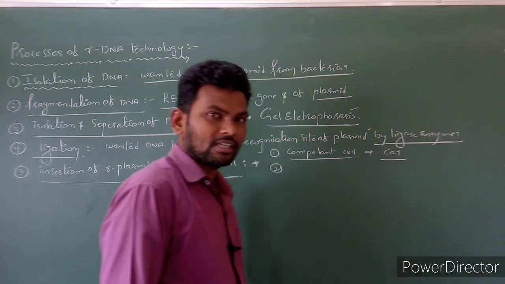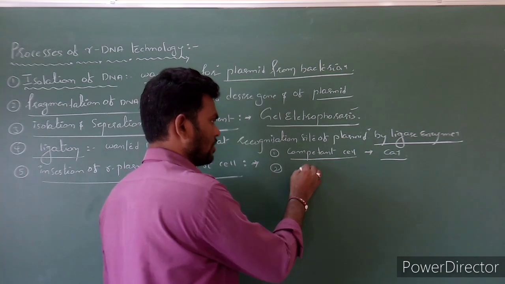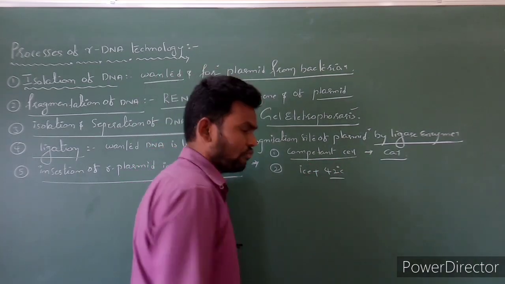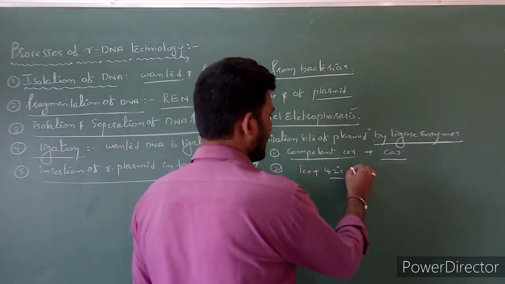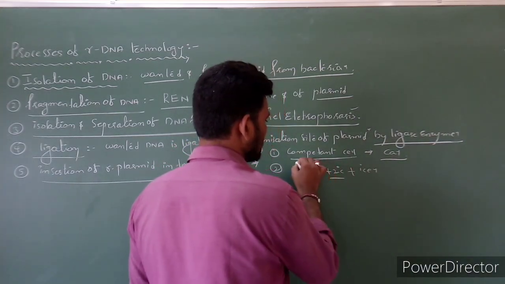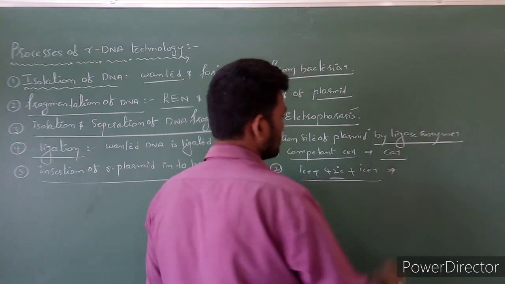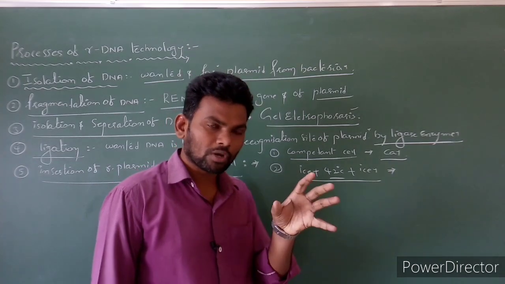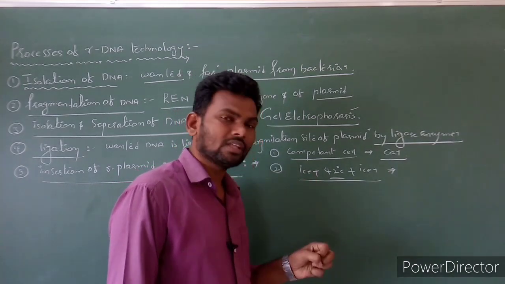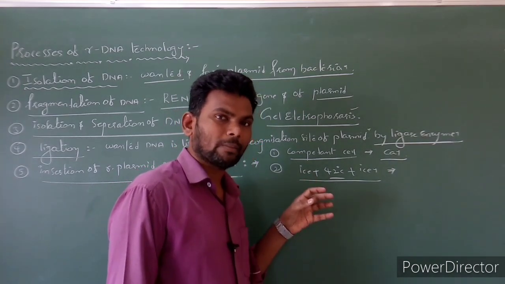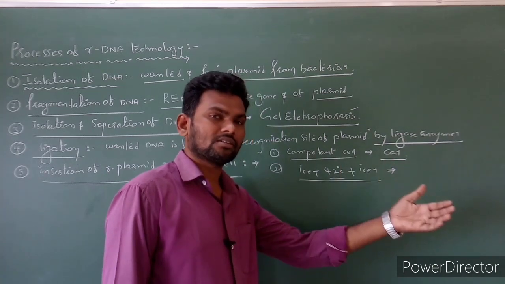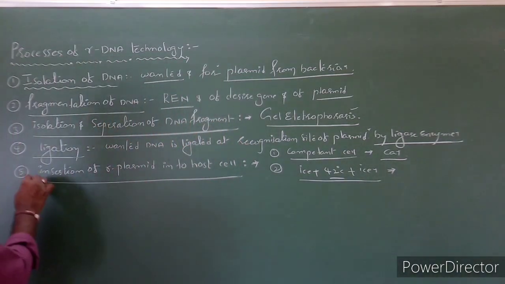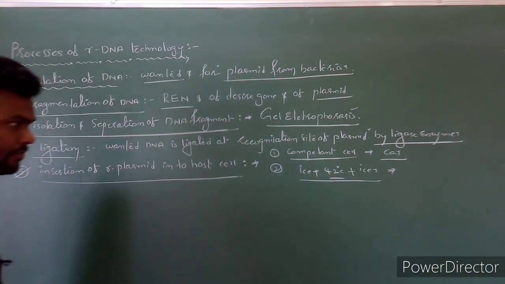Second, one more technique is there, alternating temperature. First we keep the cells in ice, later heat shock at 42 degrees Celsius, and again we keep them on ice. By this process also the recipient cell, nothing but the host cell, is going to receive the DNA molecules, nothing but plasmid molecules, from the external side to the inner side of the cell. Okay, so this is the insertion of recombinant plasmid.